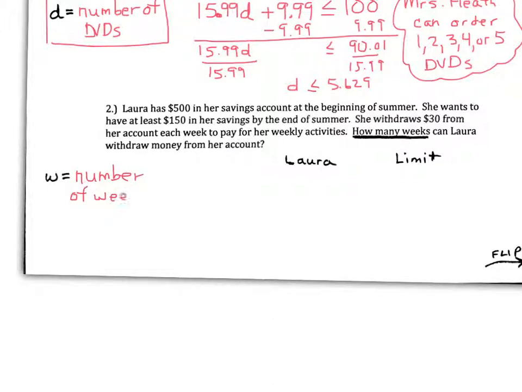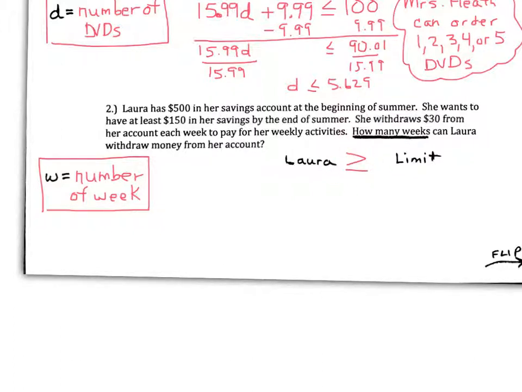So Laura has money in her account, and she's going to take money out every week, but she doesn't want to go any lower than $150. So she has $500 to start. So we're going to compare what Laura has and what she does to her limit. And what Laura does, she can't drop below that limit. So she has to stay higher, greater than, or equal to her limit. She wants to keep enough money in her account. The hardest part is going to be deciding on that inequality.